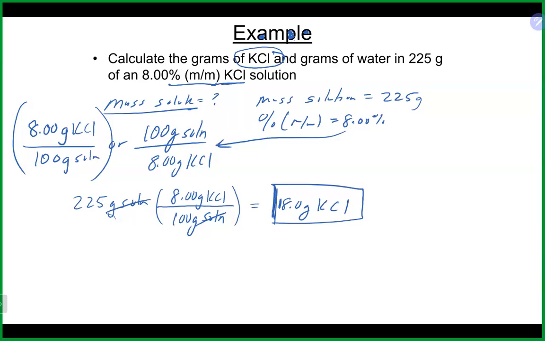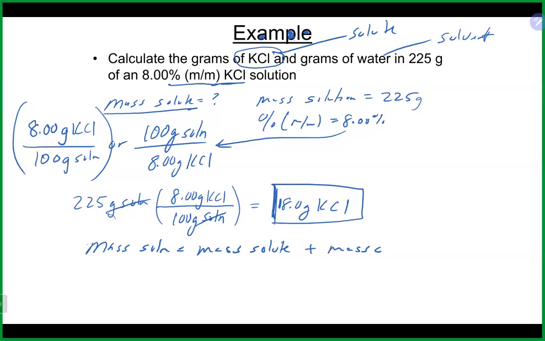And we're also looking for how many grams of water, which is our solvent in this case. So once again, that is our solute. And that means in this case, this is our solvent. And in this particular case, water is a good solvent because that's an ionic compound. So that's going to work really well with the polar water. Remember that basically the mass of the solution, as we talked about, is the mass of the solute plus the mass of the solvent.